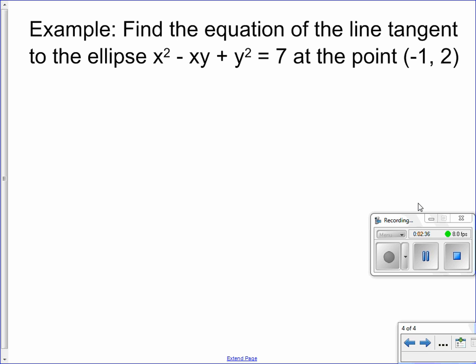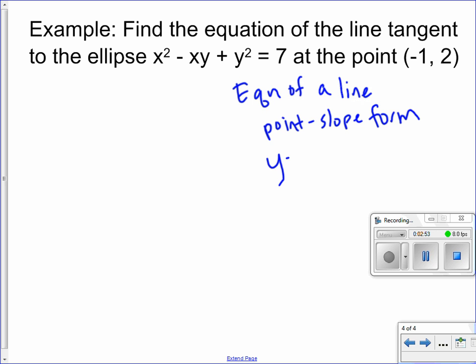Note it says find the equation of a tangent line. So when we're talking about equations of lines, we need a point and a slope, so that we can put it into point-slope form. Remember, that's y minus y1 equals m times x minus x1. The good news is we already have our point. It's right here, -1, 2. So that's x1 and y1. So what we're still missing is our slope. And so that's why we need to find a derivative.